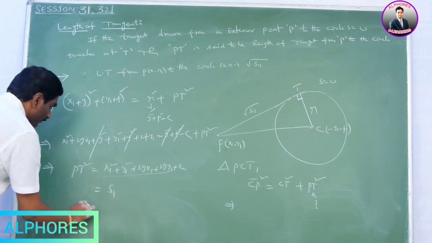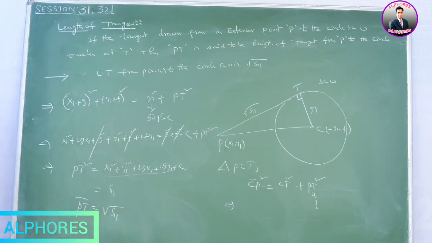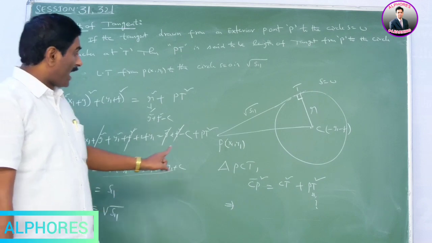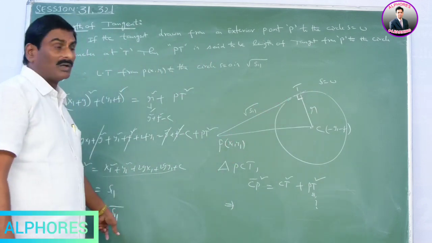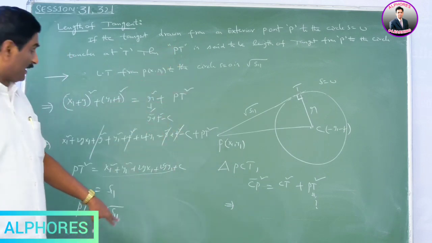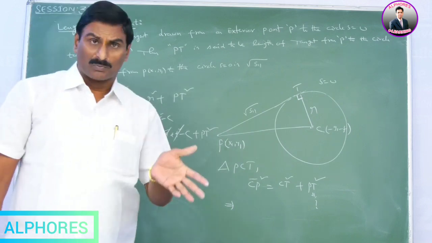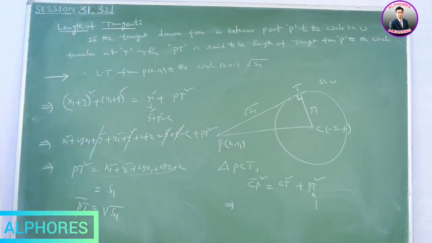PT is equal to root S11. If the point lies outside of the circle, S11 is greater than 0, so it is defined. If the point lies on the circle, the length of the tangent is equal to 0, since S11 is equal to 0. If the point P lies inside of the circle, S11 is negative, and the number of tangents is not possible. So the length of the tangent is meaningless. If the point lies exterior of the circle, then the length of the tangent to that circle is equal to root S11. Very important property.